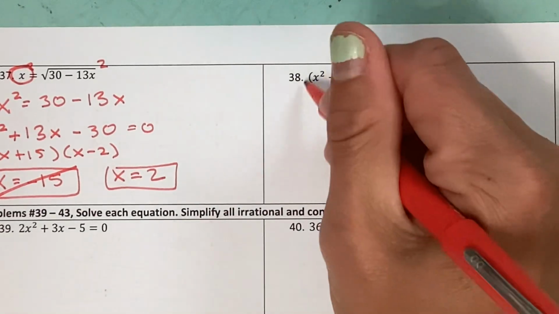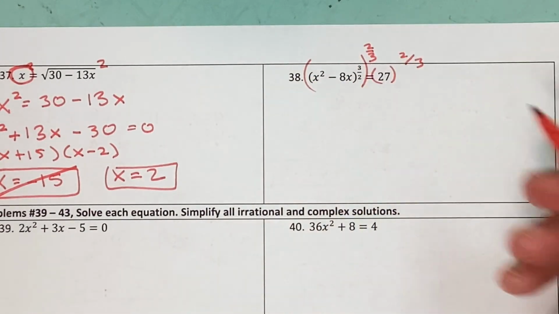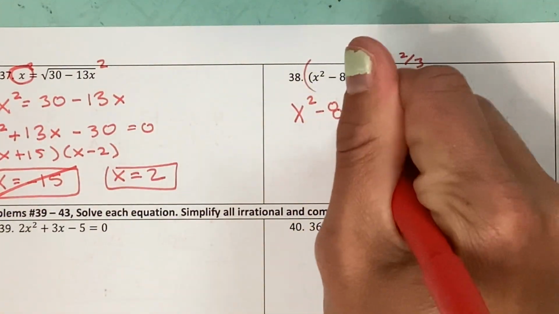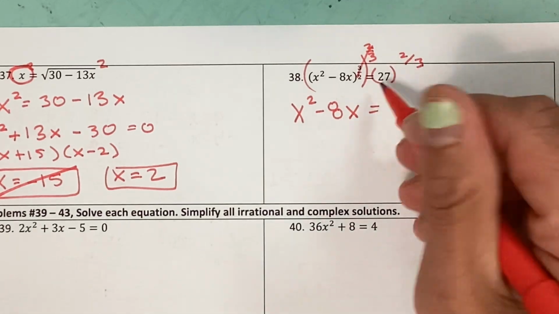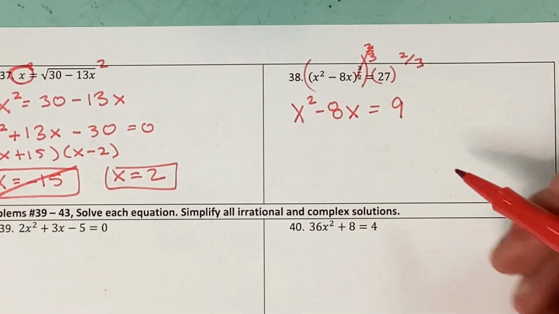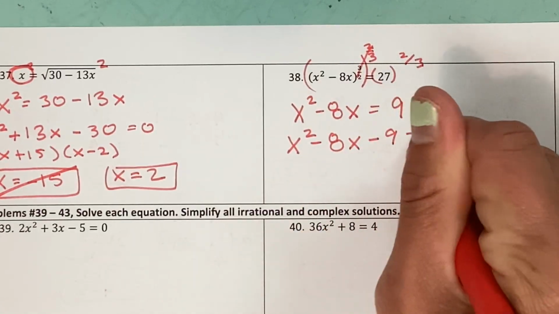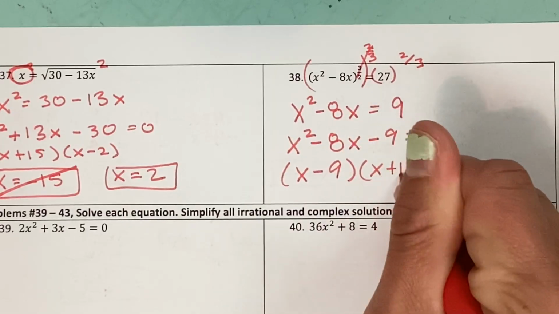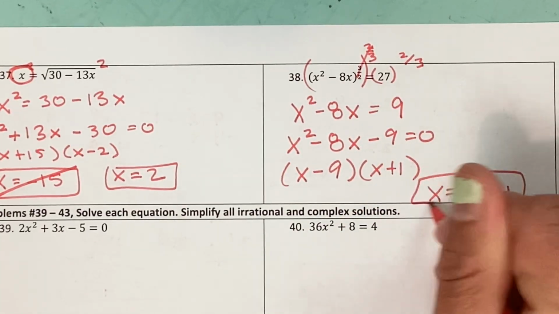All right, on this one, we are going to raise this to the 2/3 exponent to get rid of the rational exponent. So I've got x squared minus 8x equals, the cube root of 27 is 3, and 3 squared is 9. All right, this is another quadratic, so I need to move everything to one side and factor. So minus 9 plus 1, and so then your answers are 9 and negative 1.